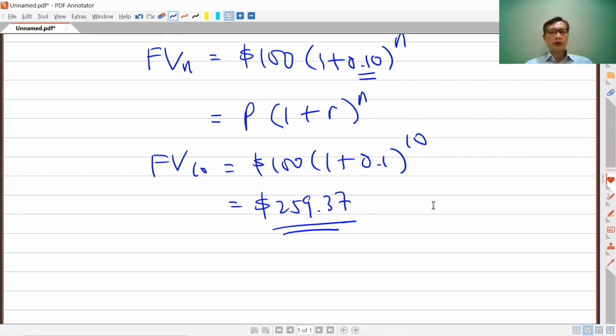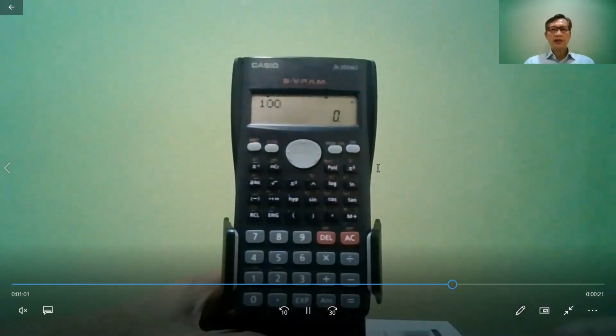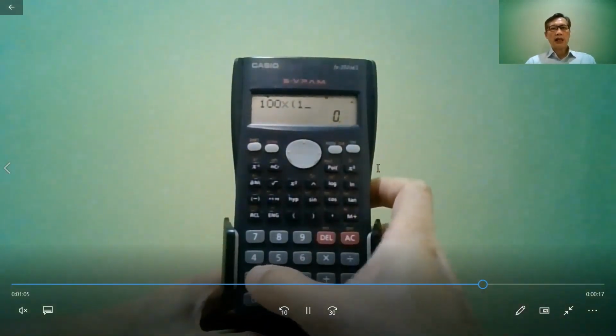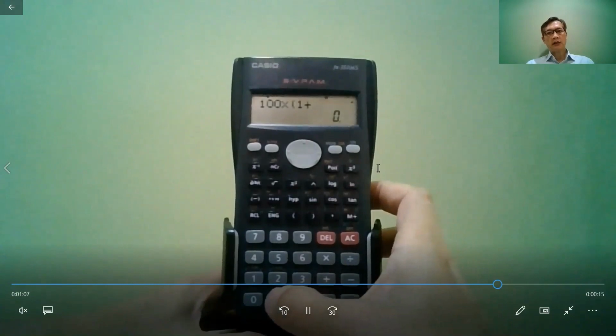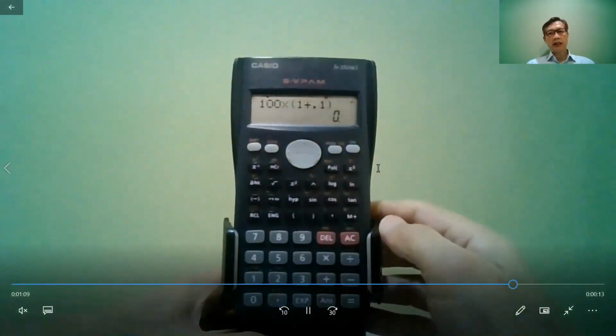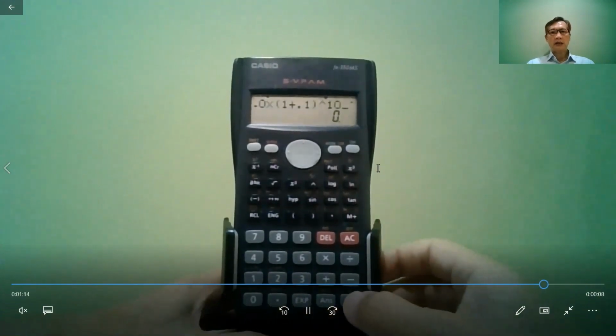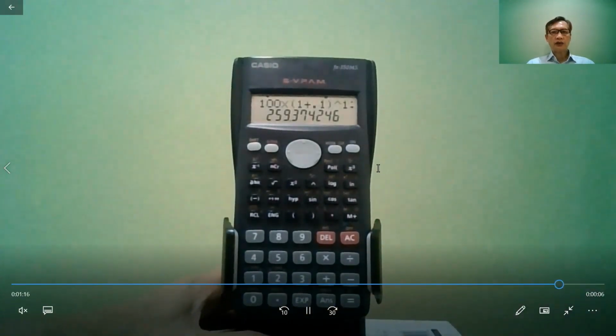So the last one to show is to keep the money for 10 years. So 100, 1 plus 0.1, then you should press to the power of 10, and you will have 259.37. So 100 multiplied by 1 plus 0.1, or just 0.1 will do, and then to the power of 10, then you have this answer, 259.37 rounded.